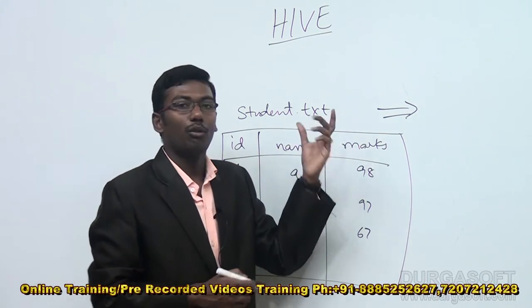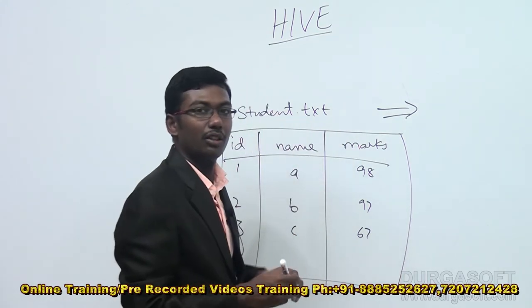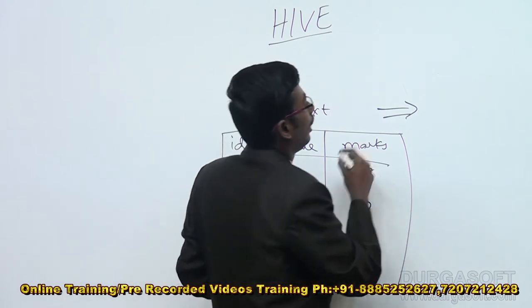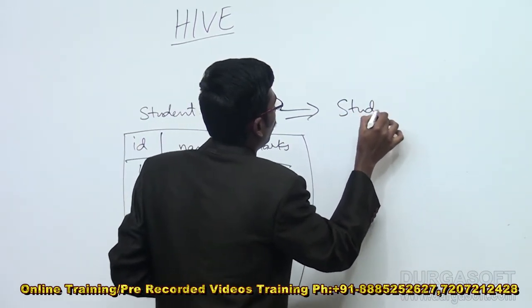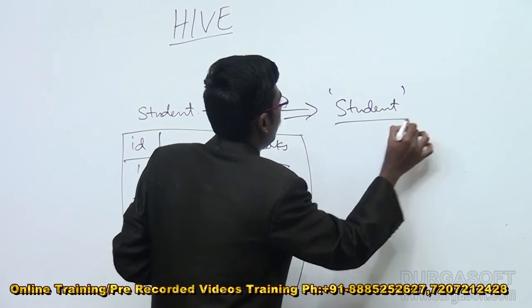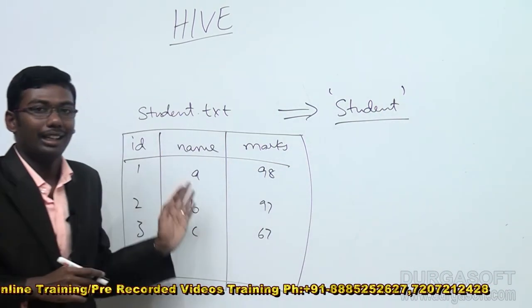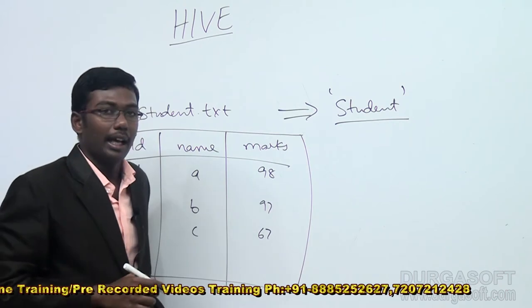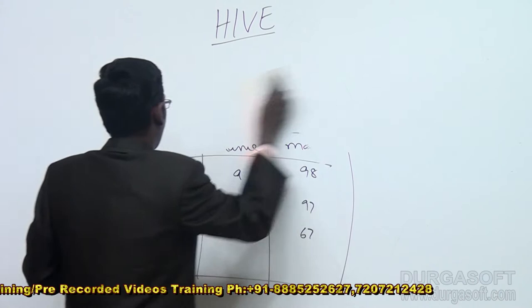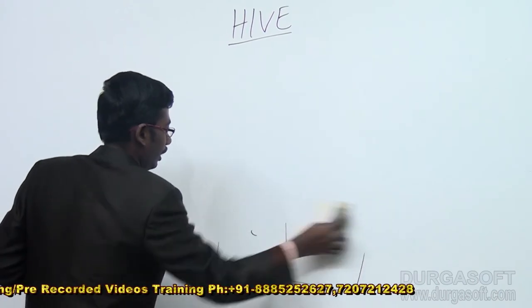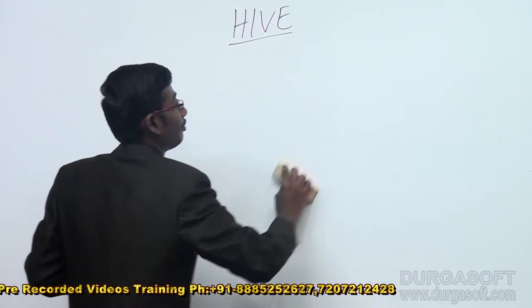For that purpose, we convert the entire textual information into structural information and store it in HDFS as part of a table. This is the internal flow and the task we perform in Hive. To better understand Hive, let's look at the Hive internal architecture and how it works.